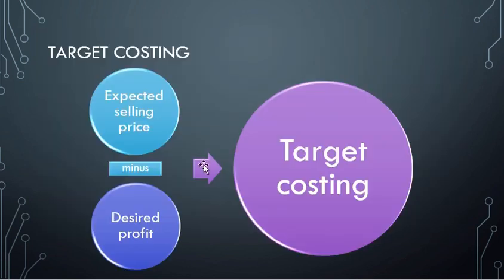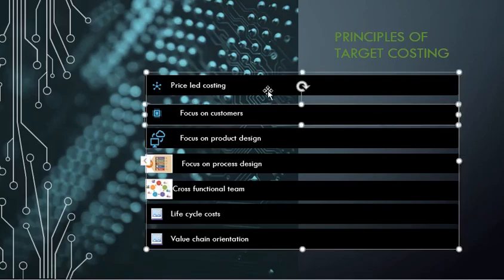So next is the target costing: expected selling price minus desired profit will give you the target cost. So target costing is where you already decide the selling price and you already decide the profit. So you have decided the profit and the selling price, and in order to achieve this selling price and this profit, you need to control the cost. So expected selling price minus desired profit, the cost is known as your target costing cost. So the next is principles of target costing.